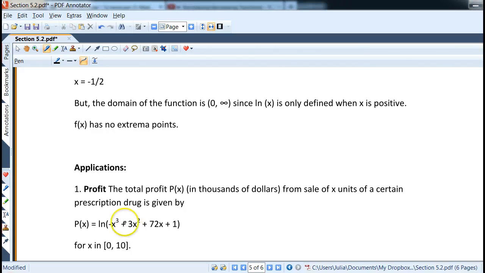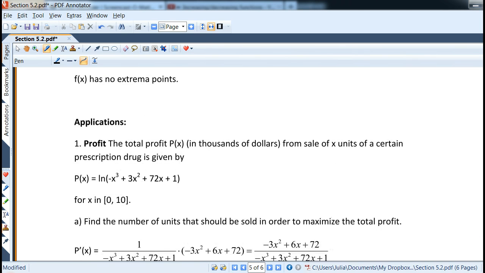Here is another one. Here is a profit with a ln function. Here we may have to use the chain rule. And again, pay attention to this restricted interval. X is from 0 to 10, even though ln is not, actually it can be defined at 0 because ln of 1 would be 0. So it's 0 to 10.